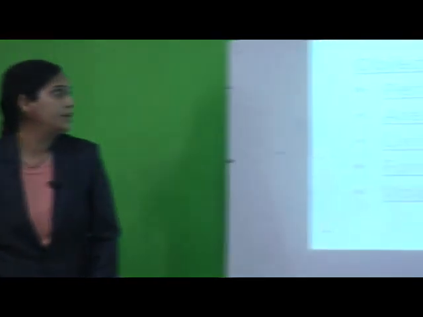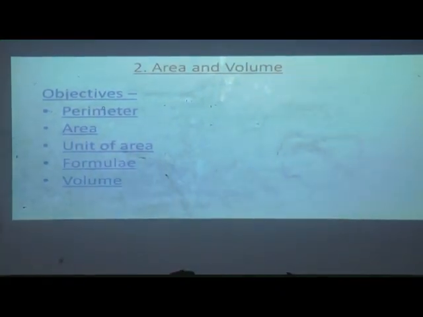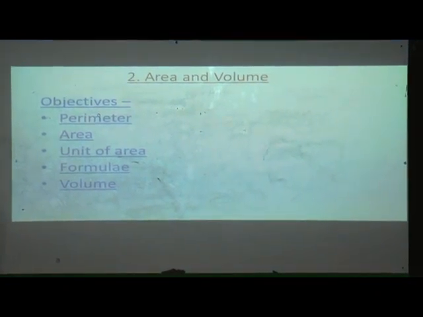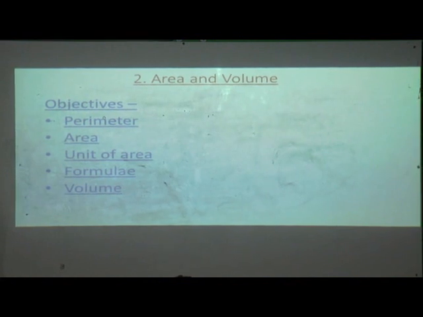So open your textbook, lesson number 2, page number 27. See students, in this lesson we are going to learn about perimeter, area, what are the units of area and how to find the area, and what is a volume and the units of a volume. So students, we will start our lesson now.